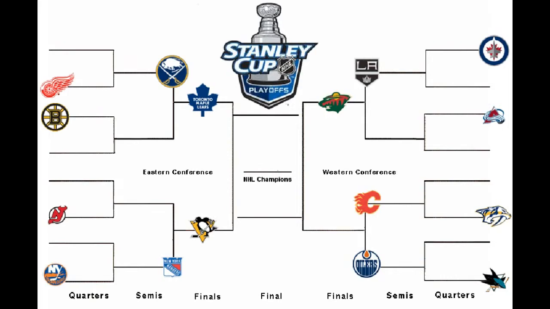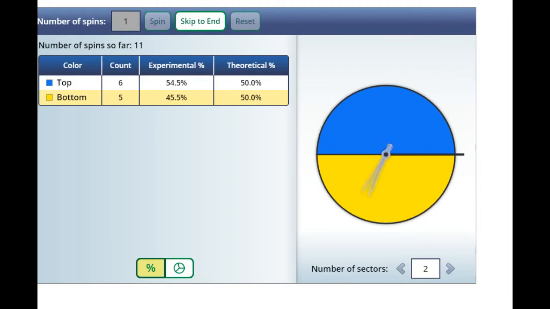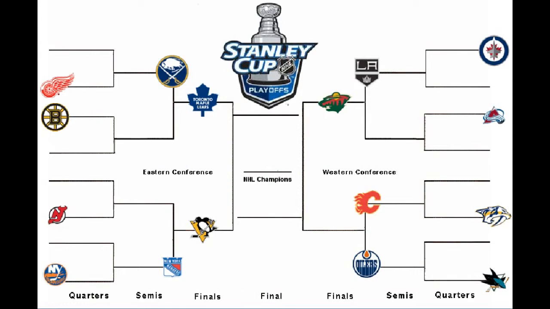Okay. So our last matchup in the Western Conference is the Calgary Flames versus the Edmonton Oilers. Battle of Alberta. Come on, Calgary. It looks like the Calgary Flames are moving on to the conference finals to take on the Minnesota Wild. So we got our conference finals matchups: the Maple Leafs taking on the Pittsburgh Penguins and the Minnesota Wild taking on the Calgary Flames. Two Canadian teams, two American teams.